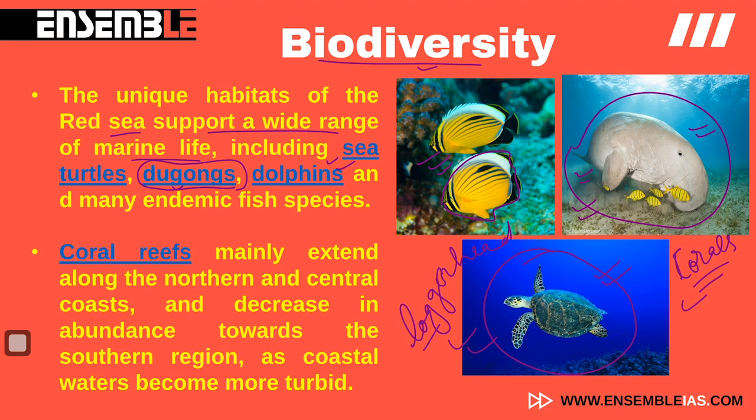Therefore, even in the Red Sea, you can find a huge population of coral reefs. Coral reefs mainly extend along the northern and central coast of the Red Sea, and decrease in abundance towards the southern region as the coastal water becomes more turbid. So in the Red Sea, corals are mainly found on the central and northern side, where the turbulence due to the mixing of water is less. Mark it, in the southern region, there are Bab al-Mandeb and the Gulf of Aden, which lead to some turbulence in the sea, and that is why the coral reefs are absent there.